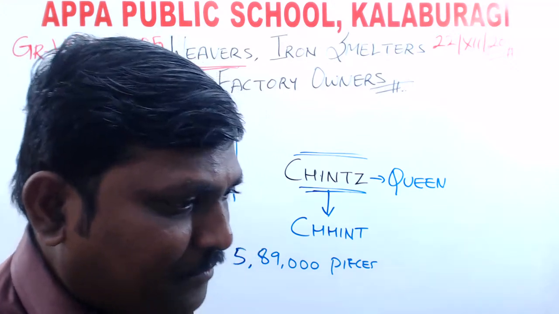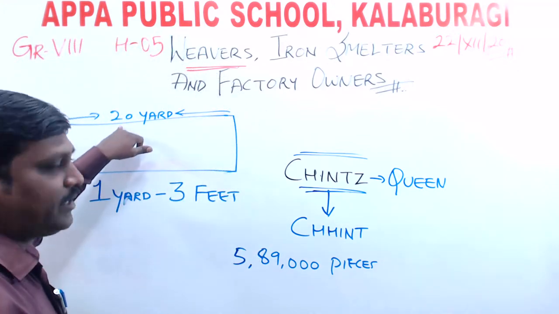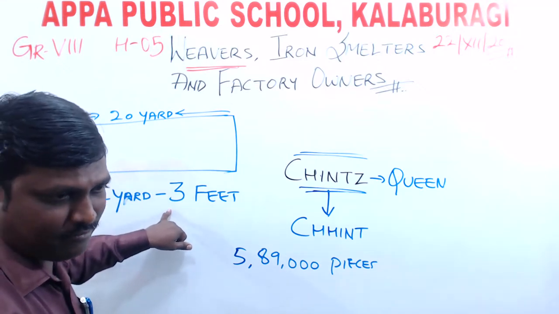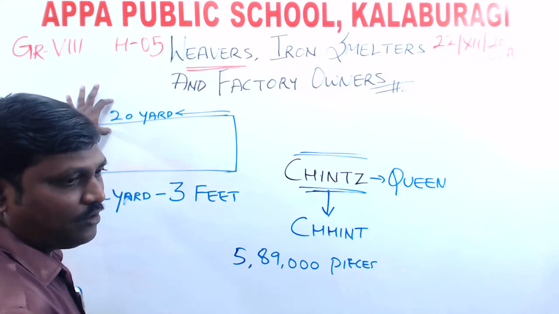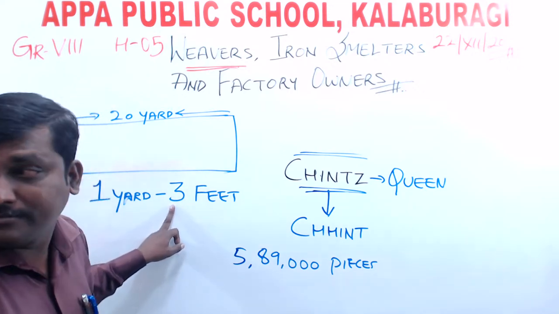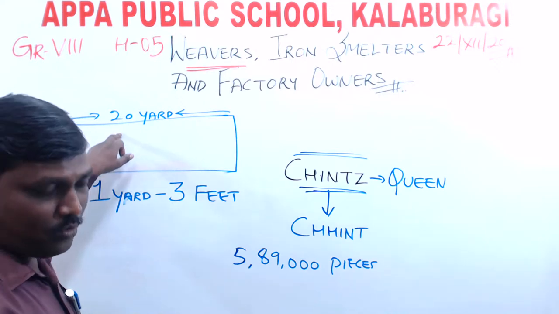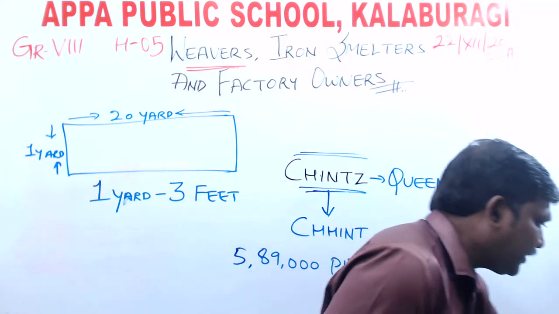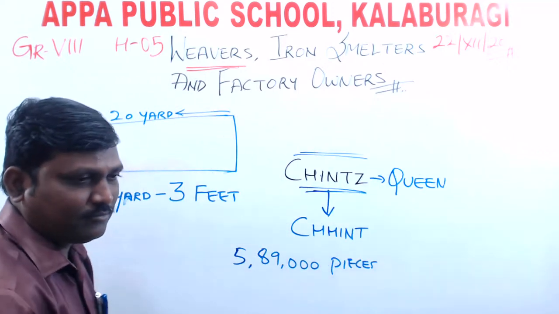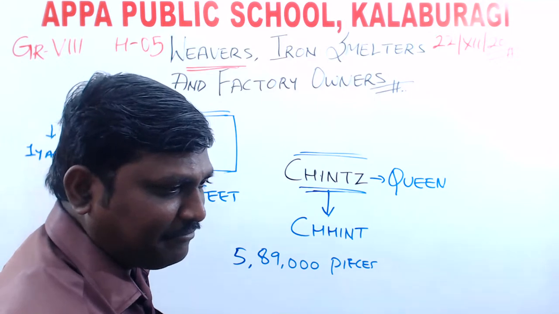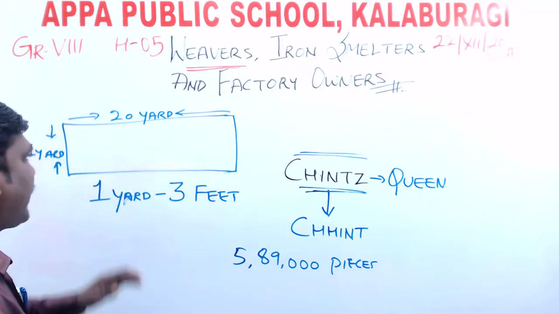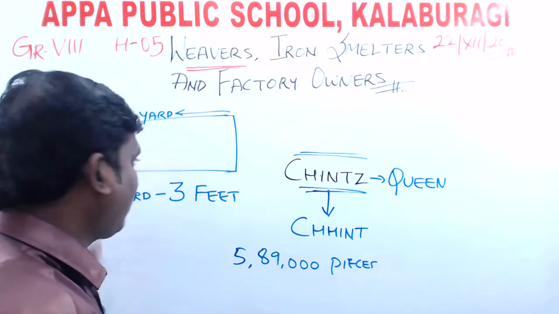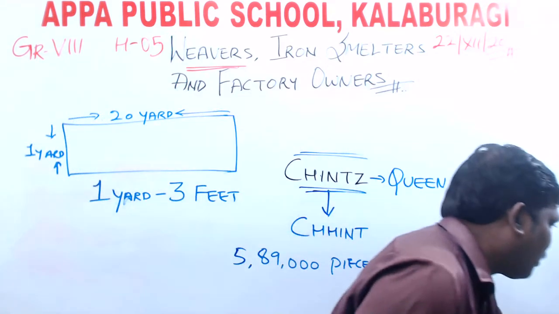Many of those families, it's 20 yard, 20 into 3, 60, not 120. 1 yard is equal to 3 feet. Then 20 yard is equal to how much? It's 3 multiplied by 20, 60.